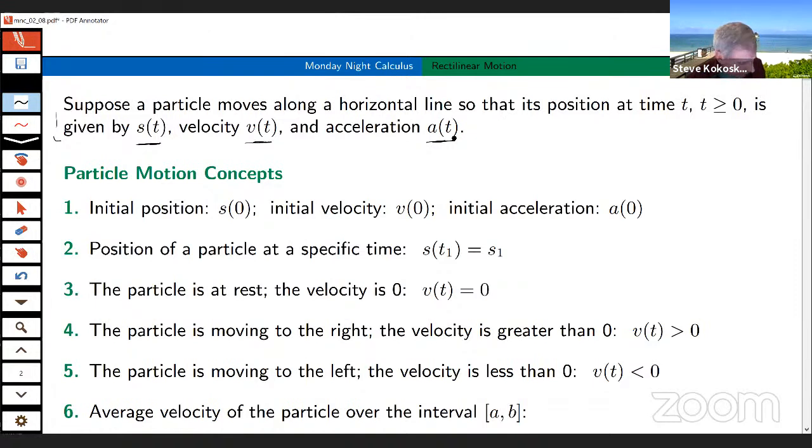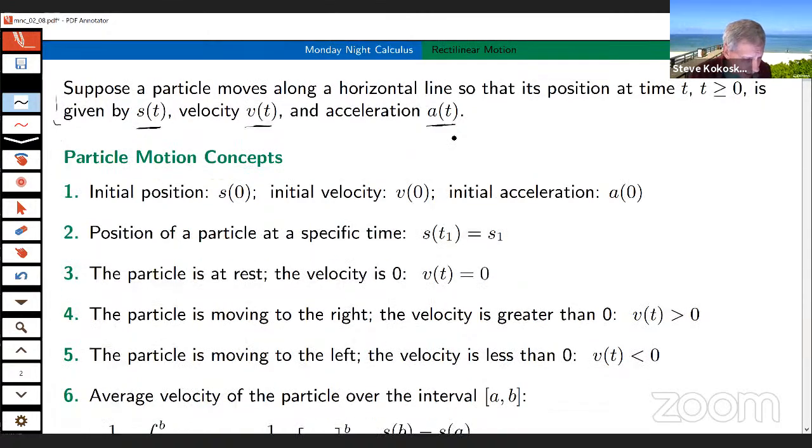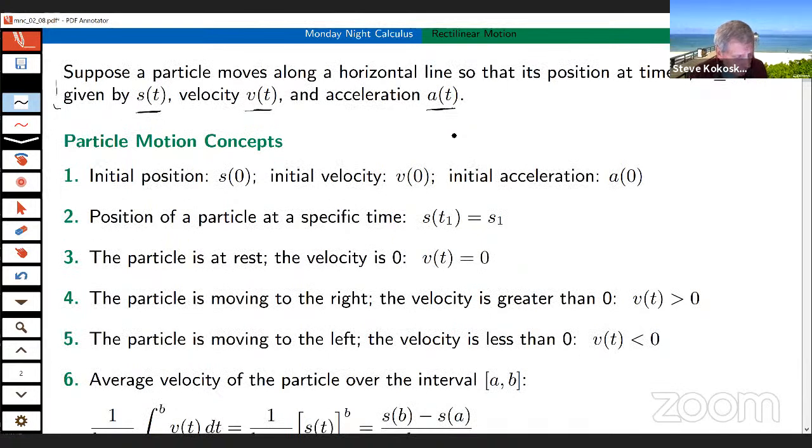I'm going to give some brief interpretations now of some phrases that we might find in problems. One common phrase that we see is initial position, and the initial position generally means s of 0. The initial velocity would be the velocity at 0, v of 0, and then the initial acceleration. Generally, in the AP calculus exam, they're very careful about giving initial positions. Because, for example, what happens if we describe the motion of a particle, and we say something like, this motion of the particle is described for t greater than or equal to 2? Well, now what's the initial position?